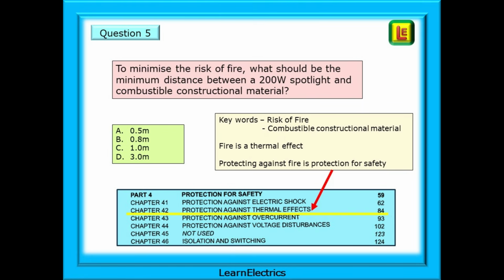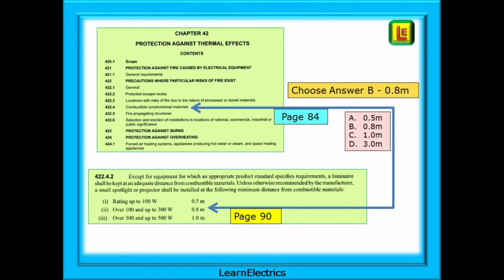Here it is called protection against thermal effects, and we are sent to page 84. On page 84 is the opening page for chapter 42. A few lines down is combustible constructional materials, another of our key words. It tells us to look at regulation 422.4, which begins on page 89. Well, we want the list on page 90. Find regulation 422.4.2 and read off the correct distance, 0.8 meters, and choose answer B.